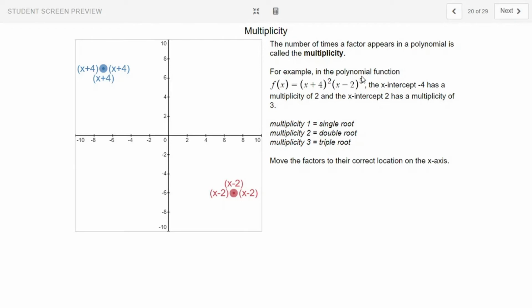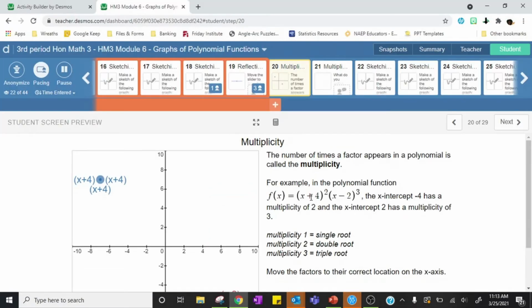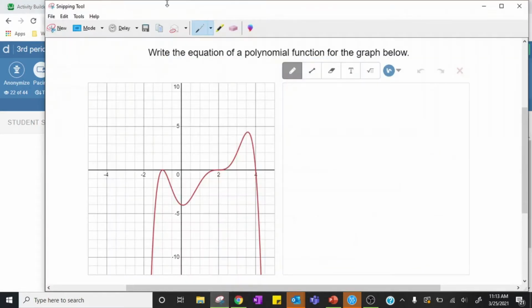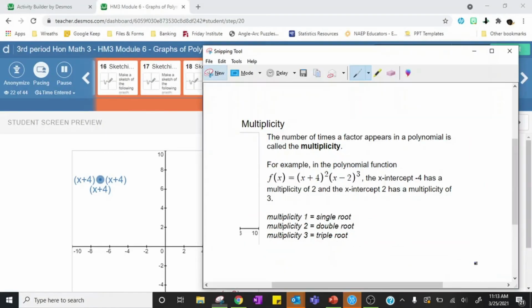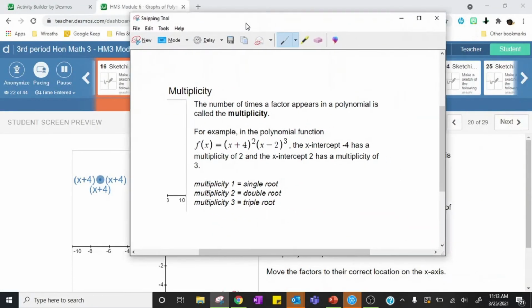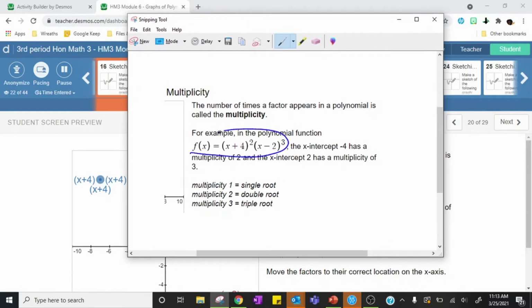All right, let's talk about how I could rewrite this equation and what each piece of it represents. Okay, so I'm going to grab this real quick and just write on it for you guys. So if I were to rewrite that equation, I could rewrite it as x plus 4 times x plus 4, because that's what that exponent of 2 means, and x minus 2 times itself 3 times. All right, because that's what that cubed thing there means.